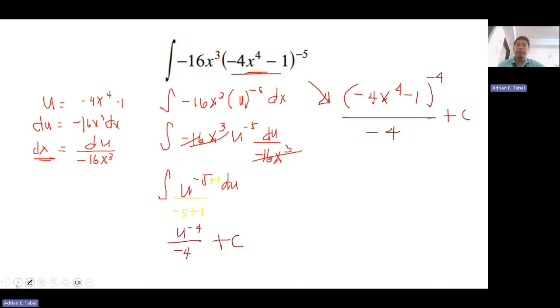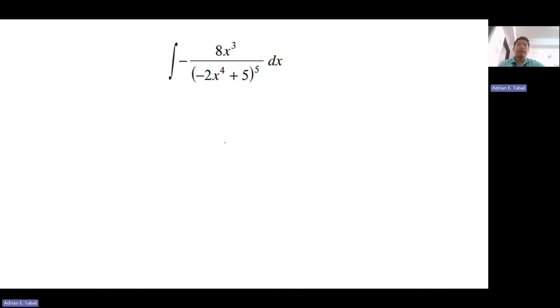Let's have another example. We have the integral of negative 8x cubed all over the quantity of negative 2x to the 4 plus 5, raised to the power of 5. Again, our u should be the one which has a derivative, the complex part of the function. So our u is equal to negative 2x raised to 4 plus 5.